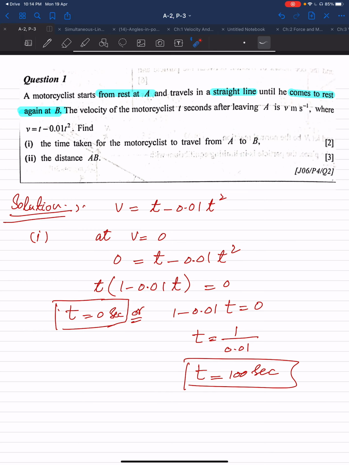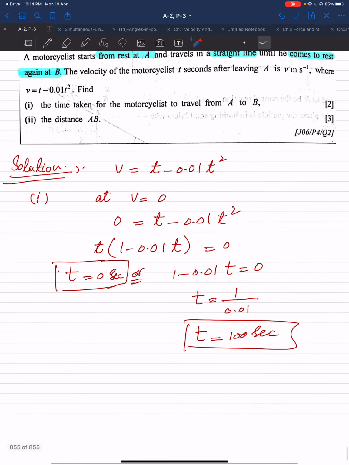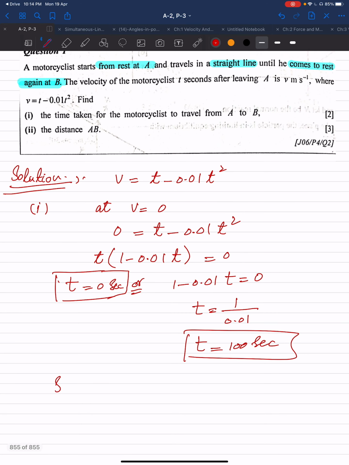That means velocity was 0 at A, obviously when the time was 0, and velocity was 0 at B when the time was 100 seconds. So the time taken for the motorcyclist to travel from A to B is equal to 100 seconds.